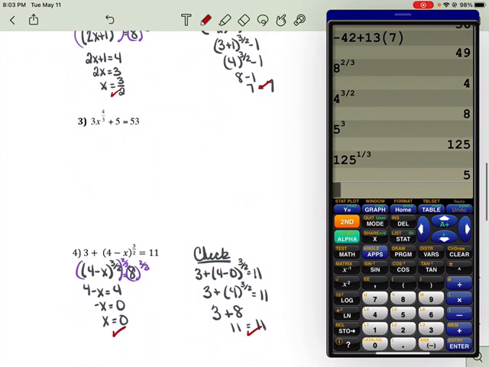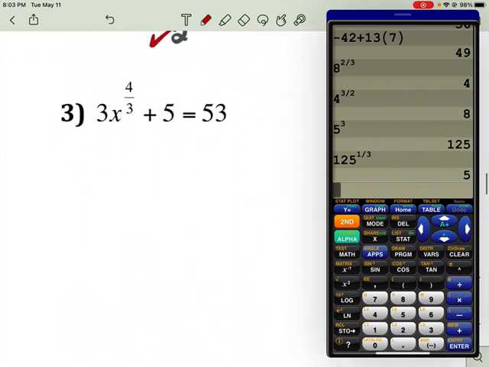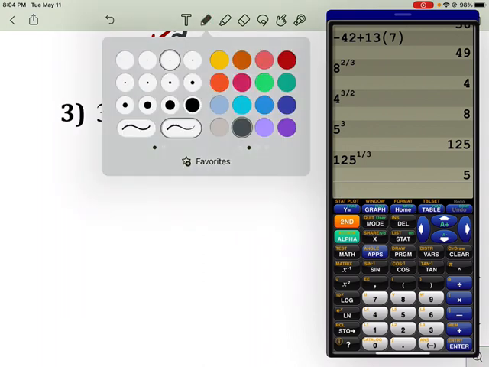We're going to come back to 2. Here we're going to need to isolate what's being taken to the power. This is what's being taken to the power, just the x. If there were parentheses involved, but there aren't. So the only thing taken to the 4/3 is the x, which means we've got to get rid of the 5 and the 3. We're going to subtract the 5.